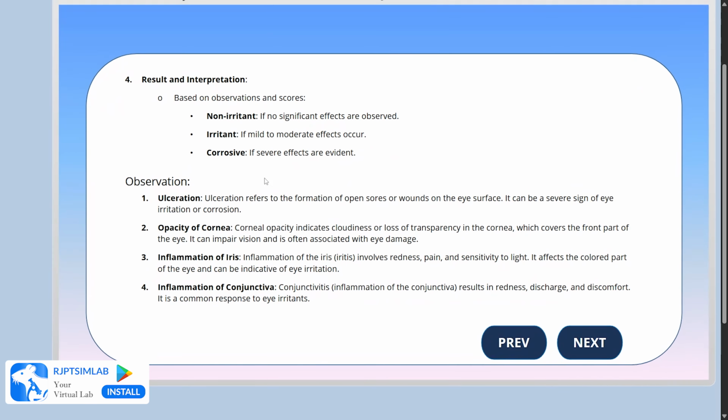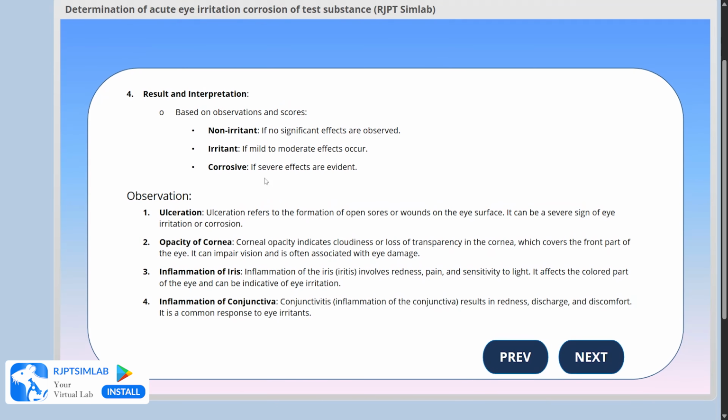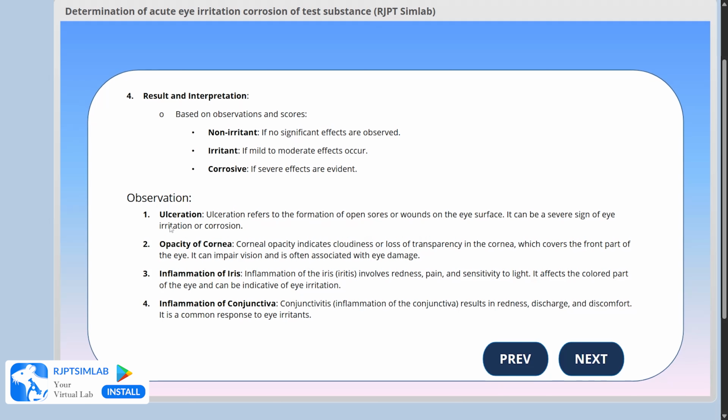Now let us see the observation part. The observation has four categories. These are the effects that we have observed. The first one is ulceration. Ulceration refers to the formation of open sores or wounds on the eye surface.